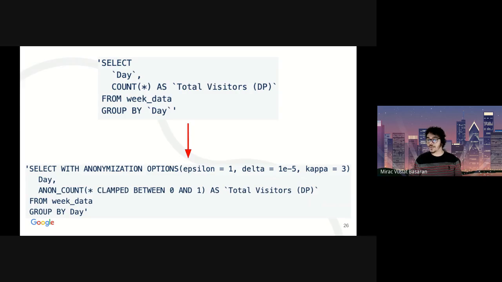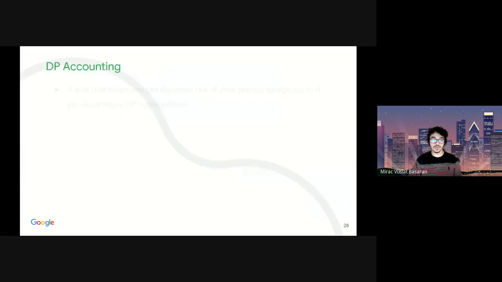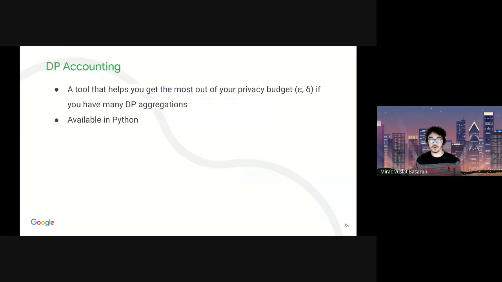That means if you make multiple queries, you have to compose them. You can do a very basic composition by just adding them, or you can do a more sophisticated composition by using that DP accounting tool, this one that I showed you. And you can get a more accurate estimate of the total privacy budget used.